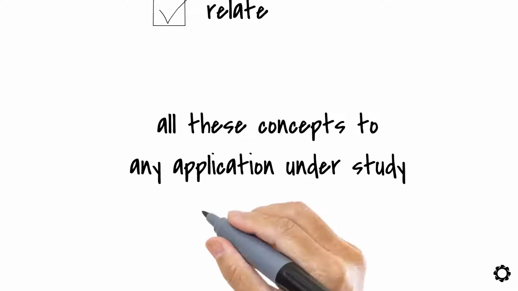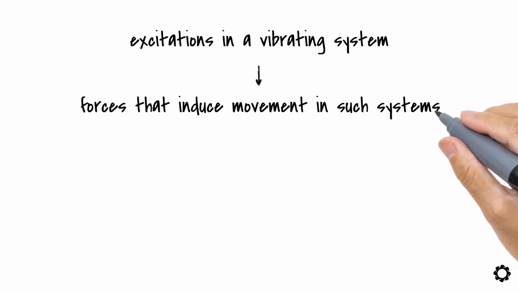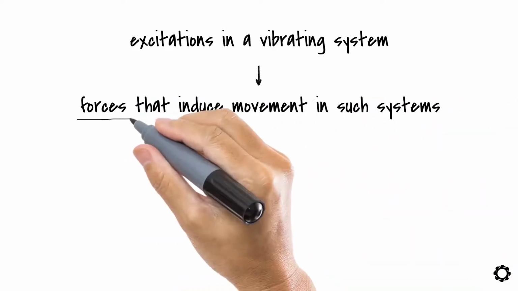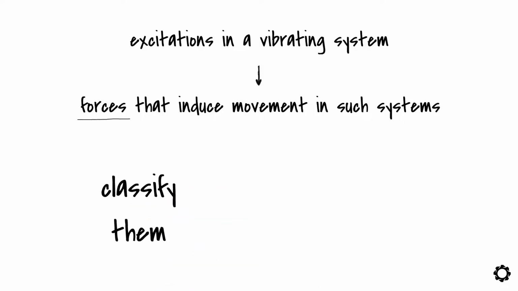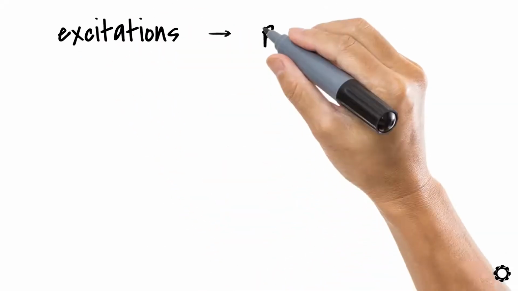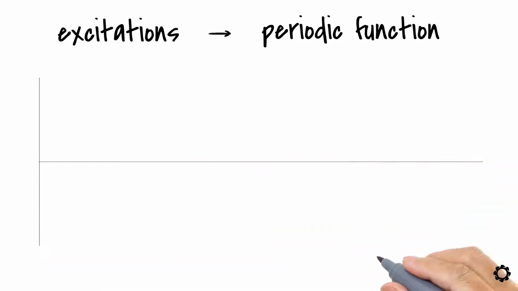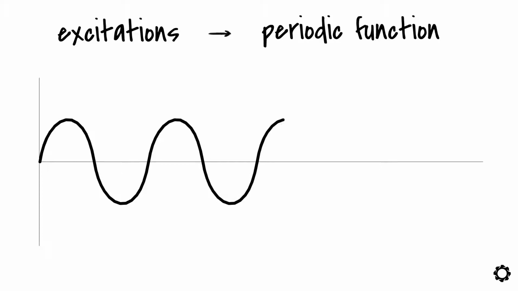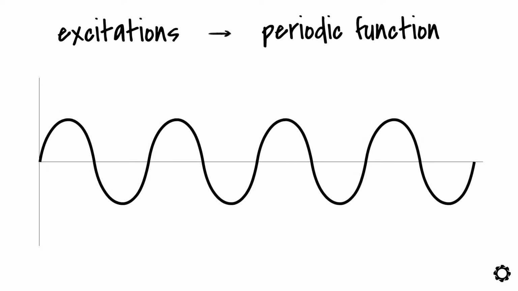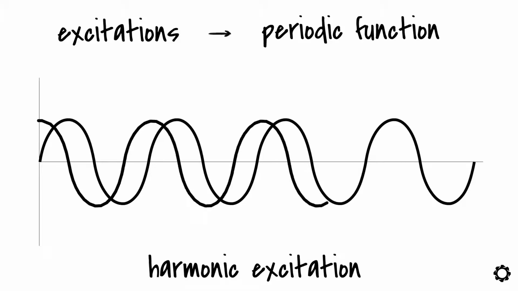In simple terms, excitations in a vibrating system are forces that induce movement in such systems. The way these forces are presented to the system will allow us to classify them and study the responses produced by these excitations. If the excitations can be described by a periodic function, for example, if we are in the presence of an external sinusoidal linear force acting at a certain frequency, then we can say that we are in the presence of a harmonic excitation. A sinusoidal, cosine, or combination of them can be examples of periodic forces.